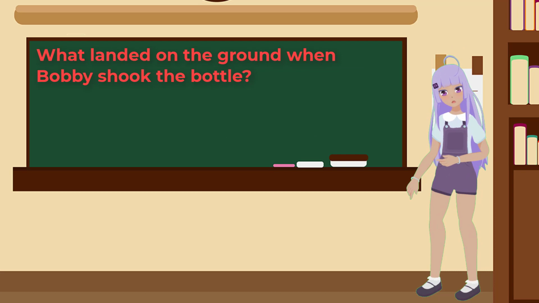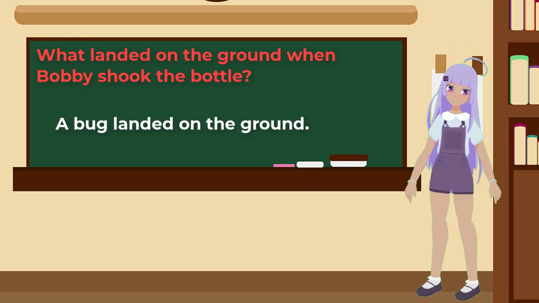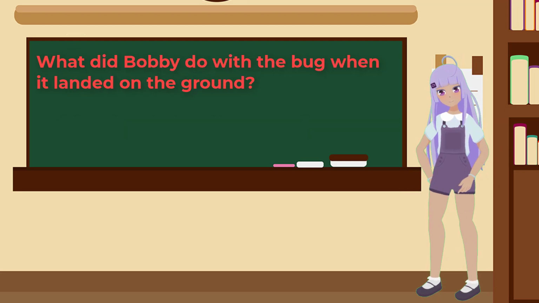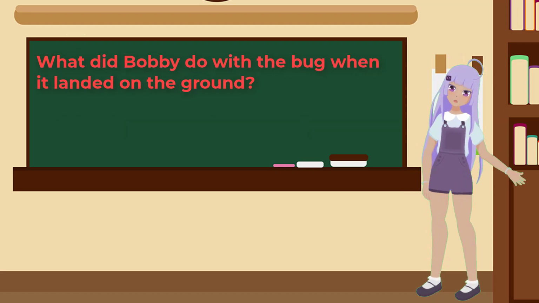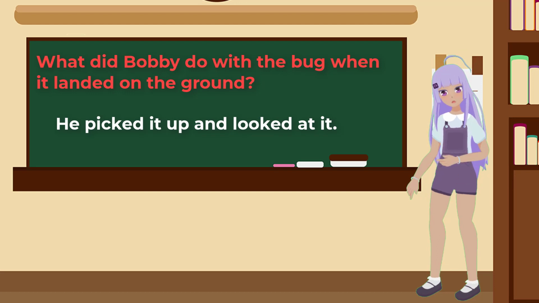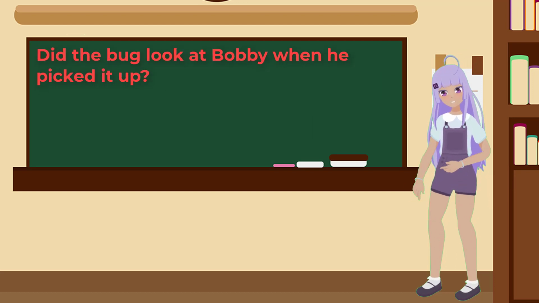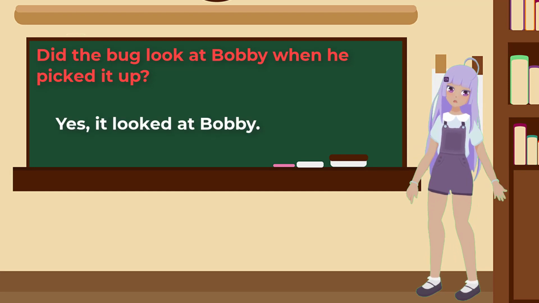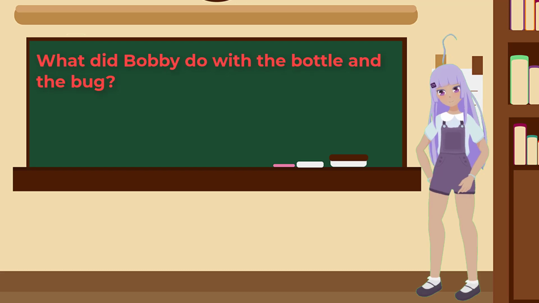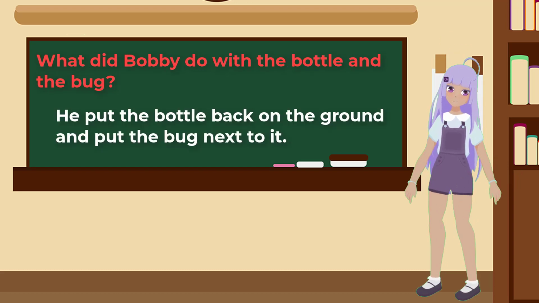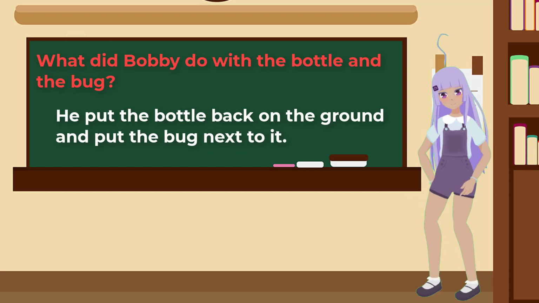What landed on the ground when Bobby shook the bottle? A bug landed on the ground. What did Bobby do with the bug when it landed on the ground? He picked it up and looked at it. Did the bug look at Bobby when he picked it up? Yes, it looked at Bobby. What did Bobby do with the bottle and the bug? He put the bottle back on the ground and put the bug next to it.